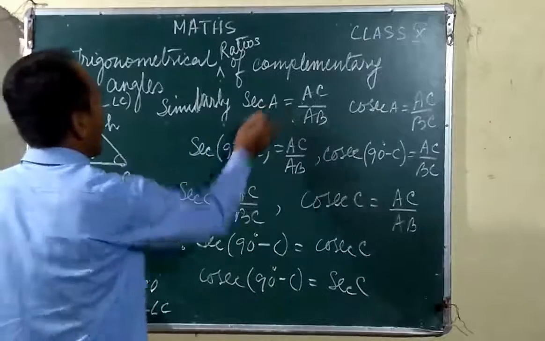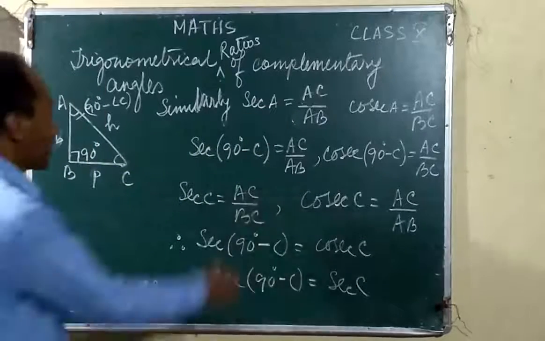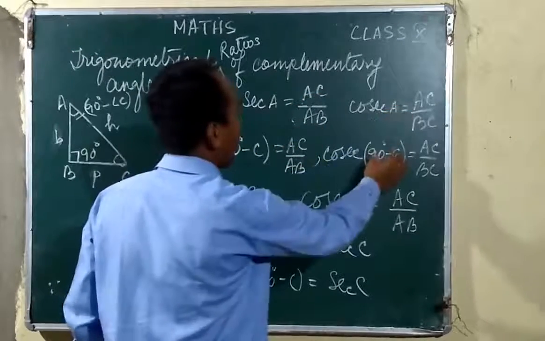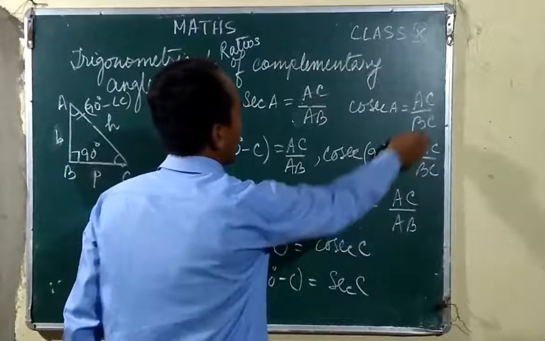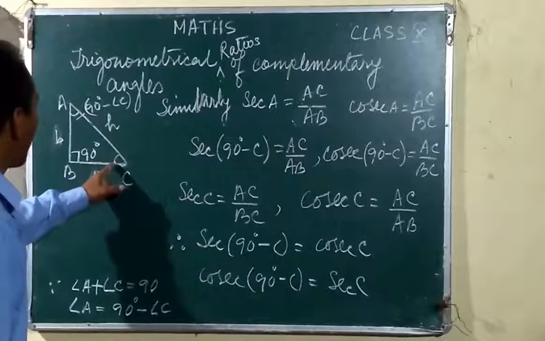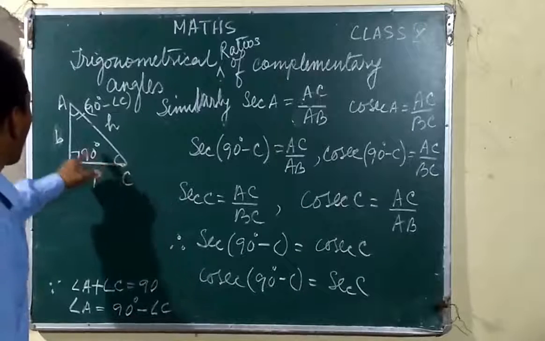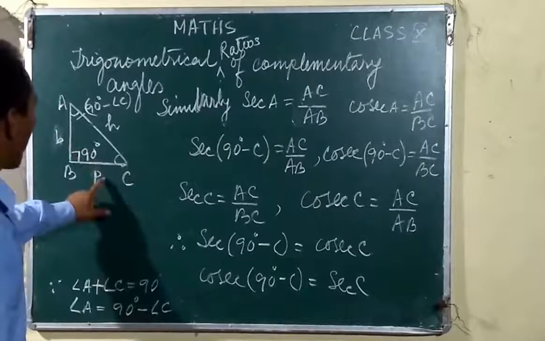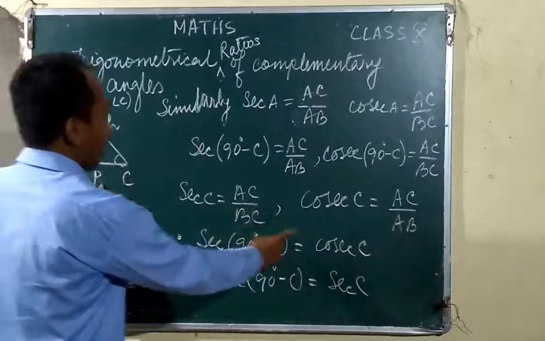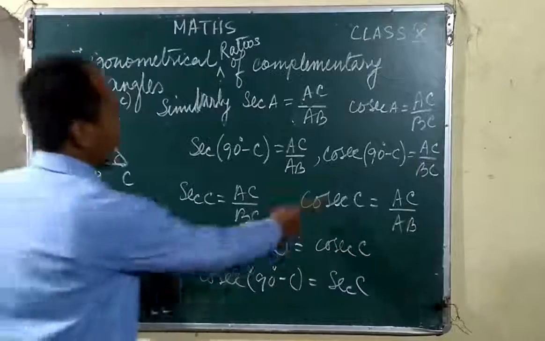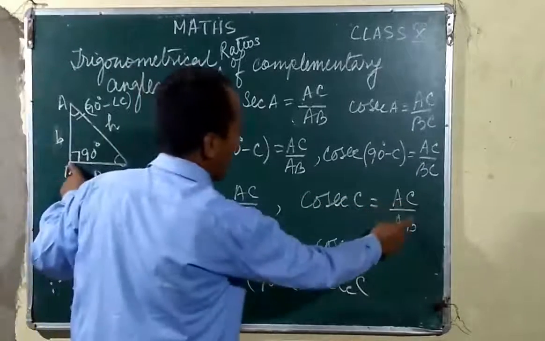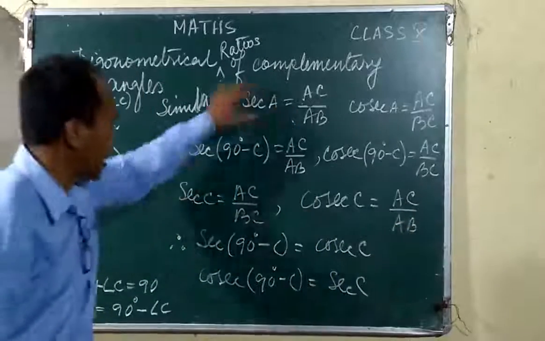So in place of A, we will put the value 90 degree minus C, that is, the ratio remains the same. Now we find out sec C. When we measure this angle, this becomes a perpendicular and this becomes a base. So hypotenuse by base. Cosec C: since we are measuring this angle, this becomes perpendicular. So hypotenuse by perpendicular.